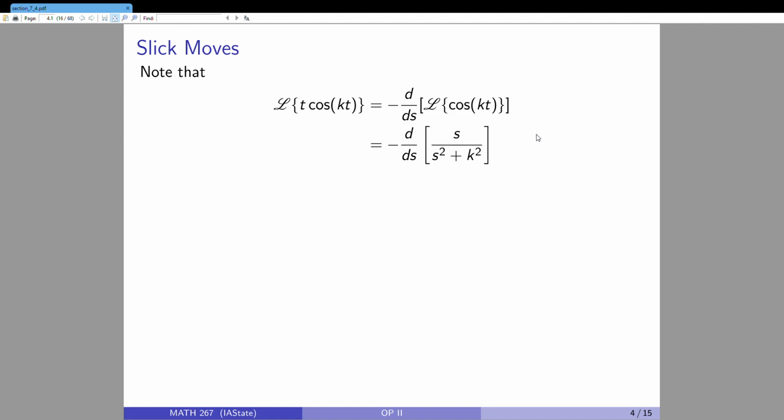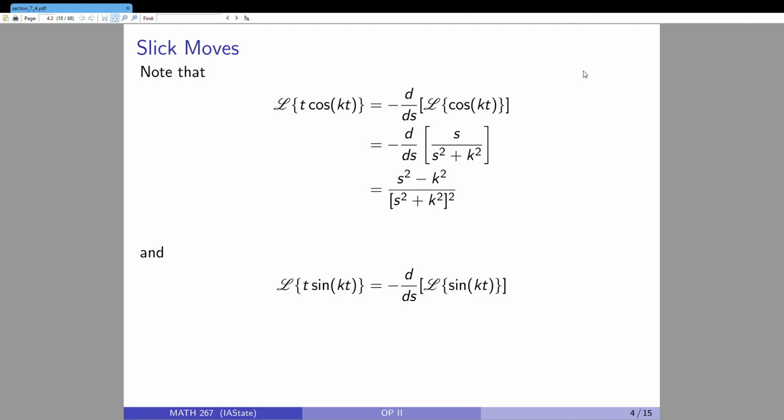That is a quotient rule. And note, I have the minus sign here. So when I do the quotient rule, I should have gotten k squared minus s squared at the top, but that minus sign flips the order. So we get this nice, appeasing looking function right there.